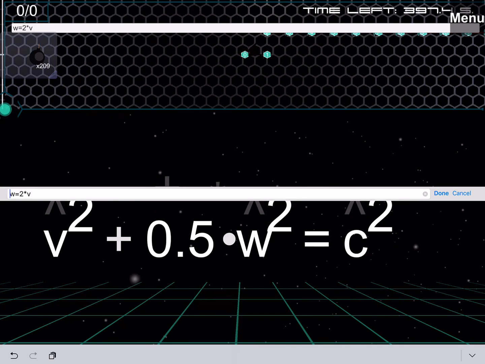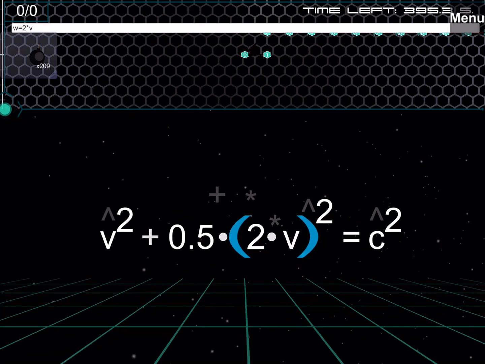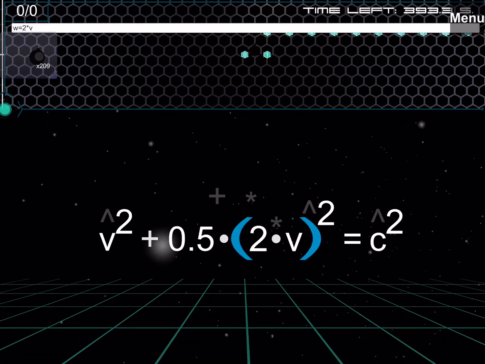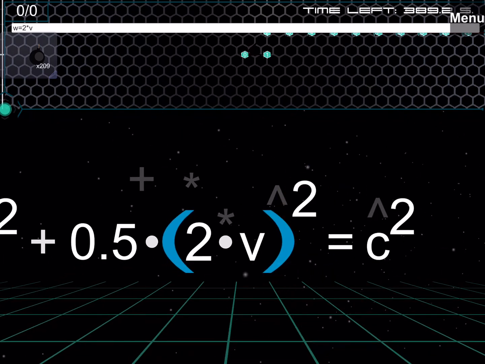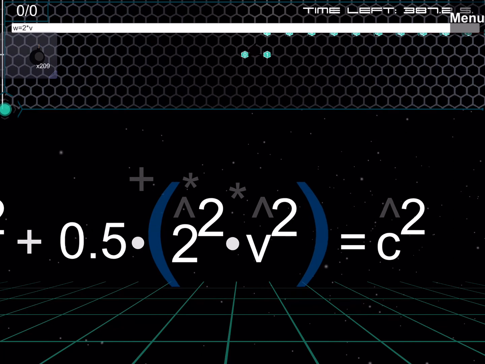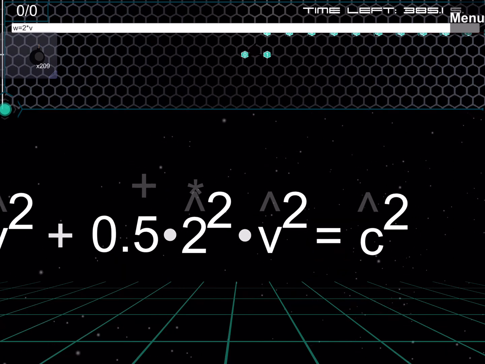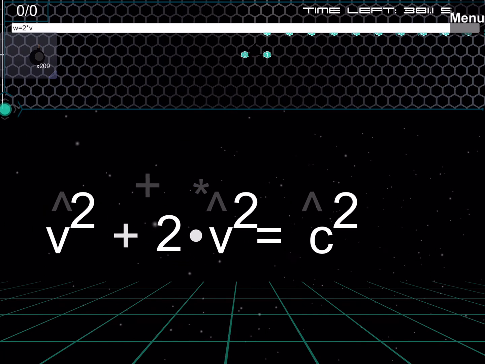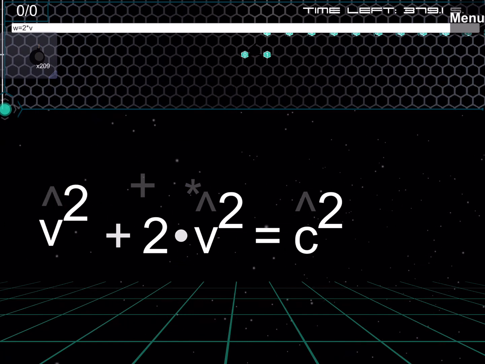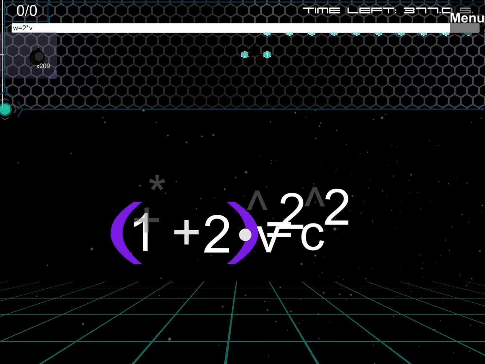Let's do the substitution. W is replaced with 2v. Now we can do the calculation. We distribute this 2 into the base. I don't need the parentheses. 2 squared is 4. That becomes 2. Now I have 2v squared there. I can factor them out.